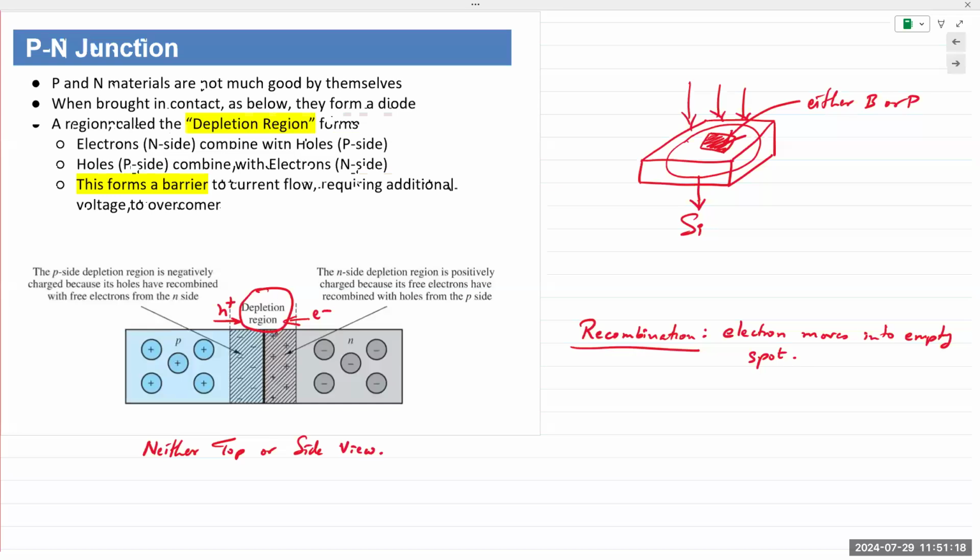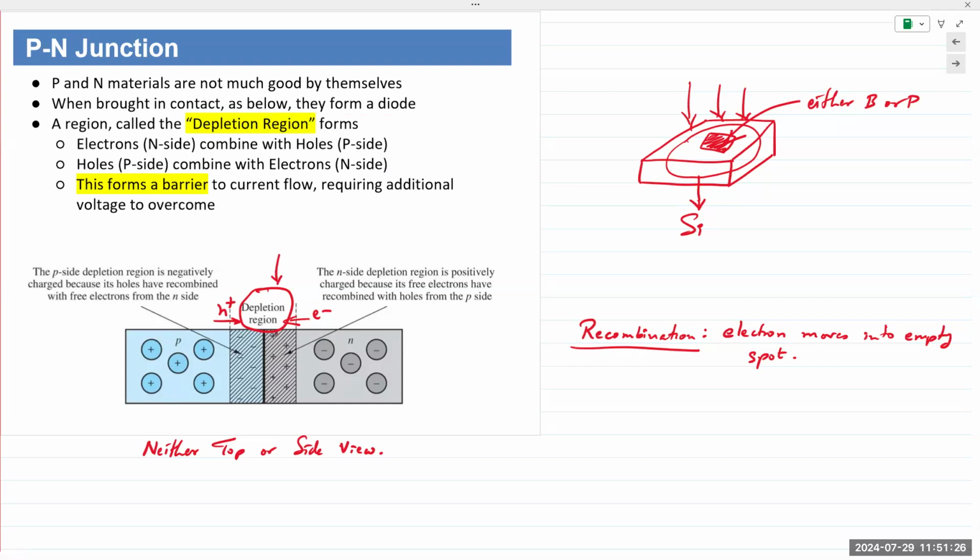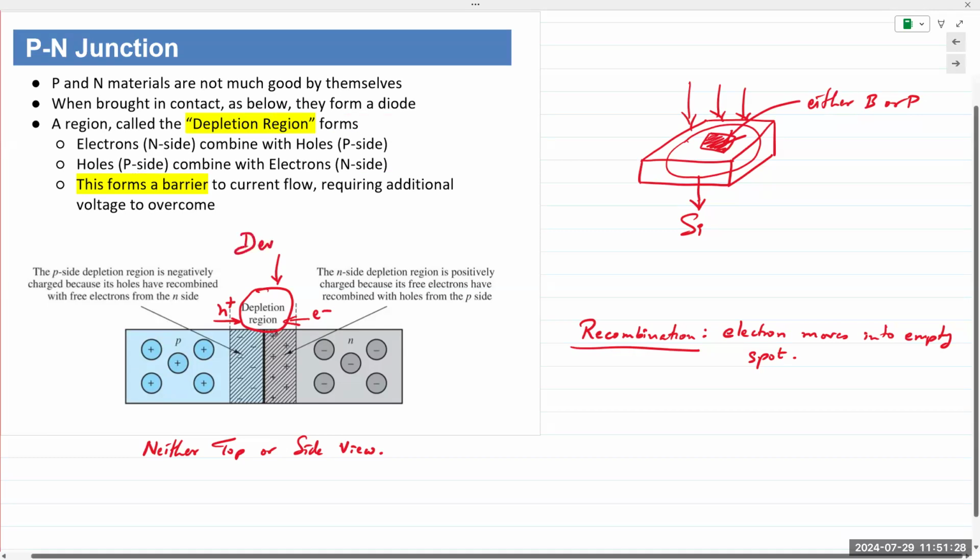But the concept that you need to understand is that the depletion region is due to the recombination of electrons and empty holes, and it is completely devoid of charge carriers. And charge carriers are electrons and holes.